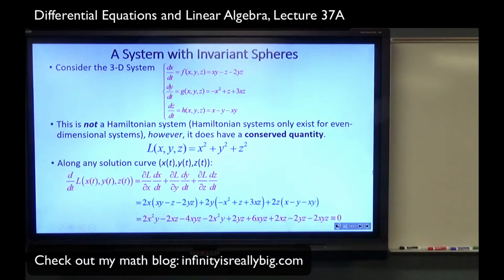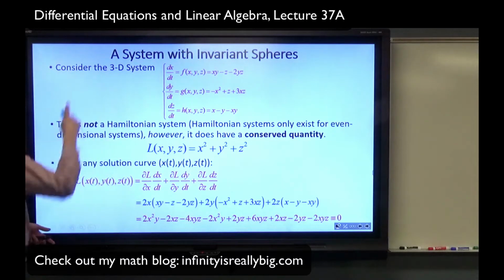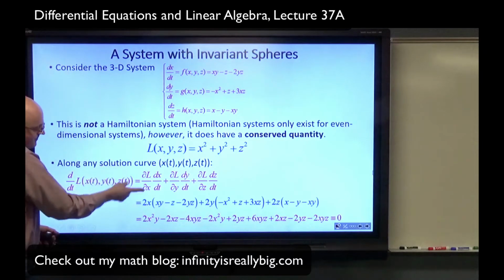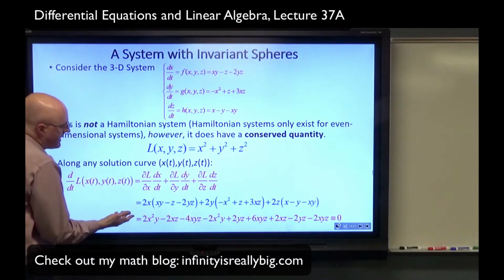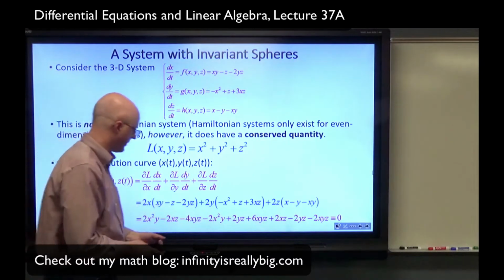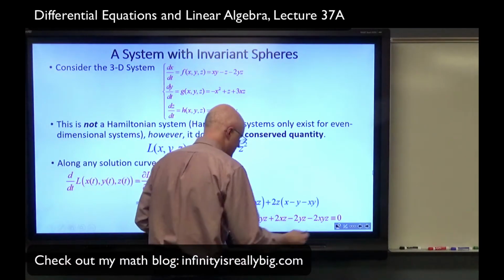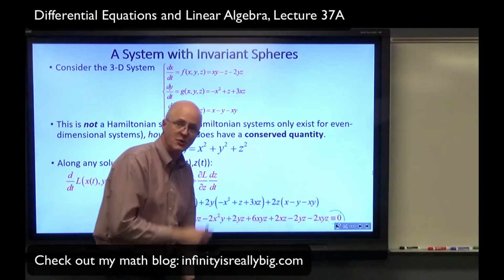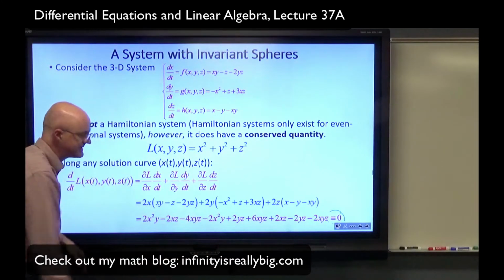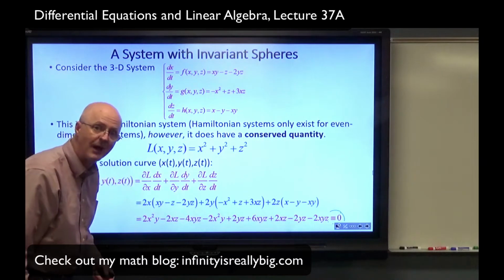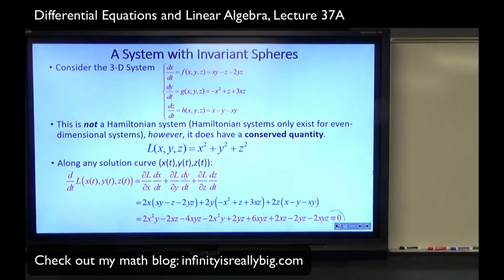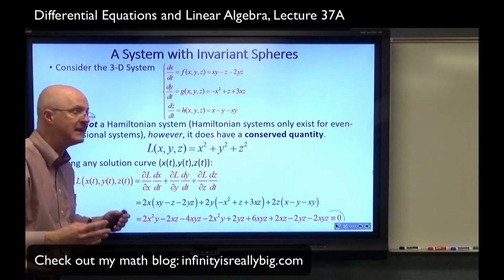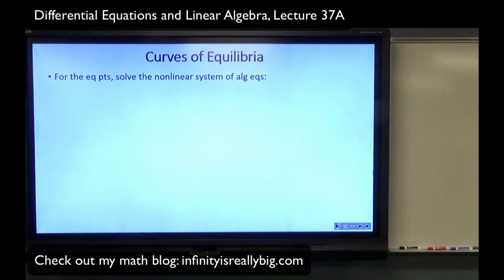Along any solution curve, you can check that the derivative of this function, where you assume x of t, y of t, z of t satisfy the differential equations, can be found by the multivariable calculus chain rule to always equal 0. Notice this is identically equal to 0 right here. That means it's true for all values of t. Now you don't see the t's in there explicitly, it's just in your mind. That is what proves that this quantity is conserved. That means solutions have to lie on spheres centered at the origin.